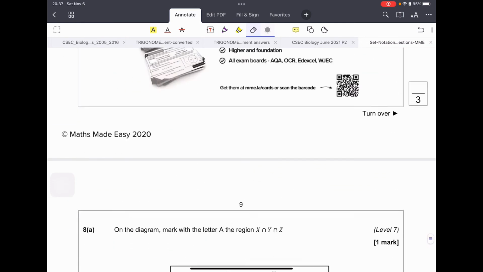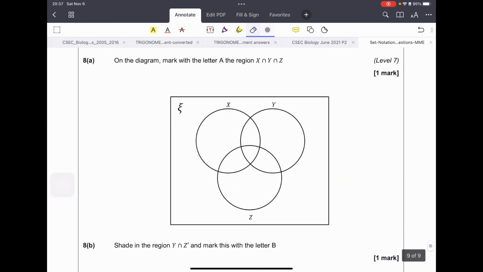Okay, I think this is the last page. On the diagram, mark the letter E in the region X intersect Y intersect Z. This is actually quite easy. Right, so let's find X as usual. X is here. Bam. All of these things here. Let's find Y. We'll choose blue for Y. Y is this circle here. Let's shade it. Boom, boom, boom.